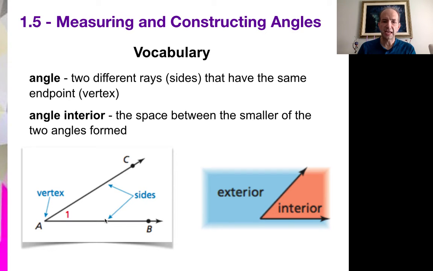Now, there's one thing to consider. What if the angle is 180 degrees? So the rays are pointing away from each other, and it's 180 degrees. Well, that's called a straight angle, and there is no interior. There is no exterior. So that's the one exception.